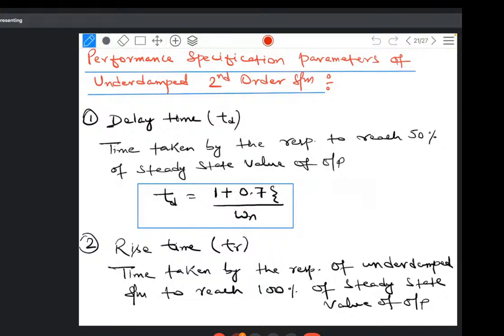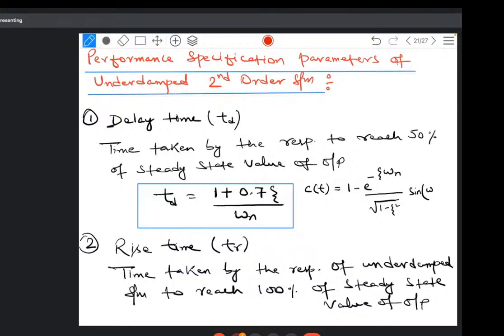So once you know this TD, you can also represent your C(t), that is your output response, the unit step response of a second order underdamped system, as 1 minus e to the minus zeta omega n t by under root 1 minus zeta square, sine of (omega d t plus phi). Here also you write small t, right? I am just explaining how I got this formula, although it is not required, but still I am explaining so that you won't be confused.